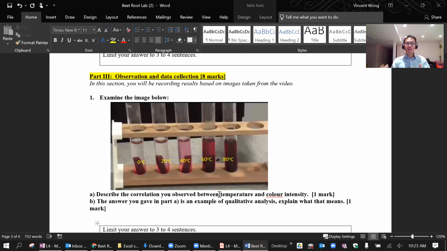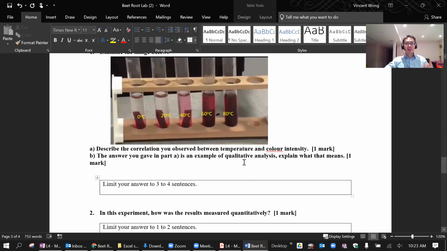Is there no change? That's all I'm asking. Okay. Now, is that qualitative analysis or quantitative? What is the difference? Again, this is covered in the first lecture. If you need a refresher on what the difference between qualitative and quantitative means, just revisit the lecture.